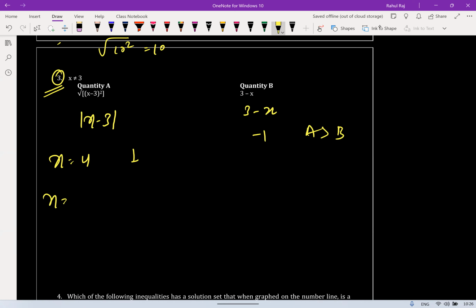Now imagine, Alexa, if I take x equal to 2. If I take 2 minus 3, that is mod of -1, which is 1. And 3 minus 2 is 1. So quantity A is equal to B. We can't say anything. I've got two different results already with different values, so I straight away concluded that D should be the answer. Why should I break my head? Yeah, got it. Agreed, boss.